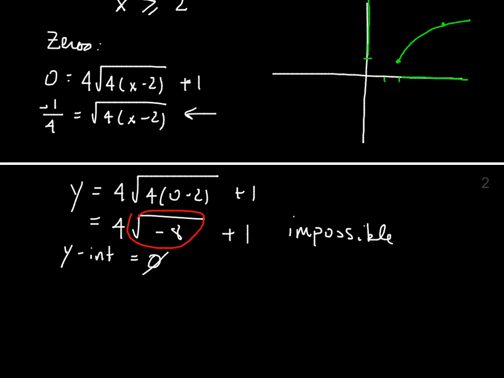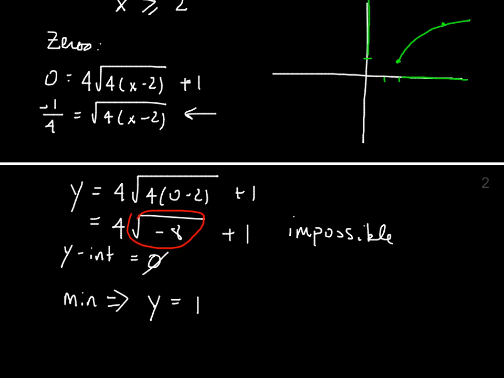Okay, moving on. Maximum and minimum. Well, because this function's increasing, there's no maximum, but it does have a minimum, and the minimum is the y value of your starting point. So it's the k value. So minimum, min arrow, y equals 1. So my minimum is y equals 1.